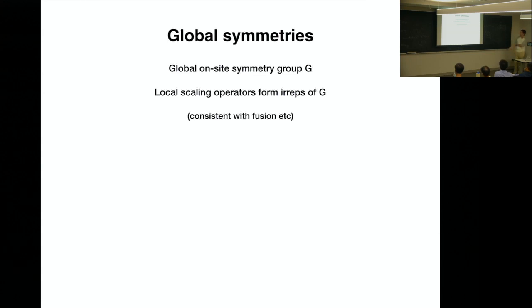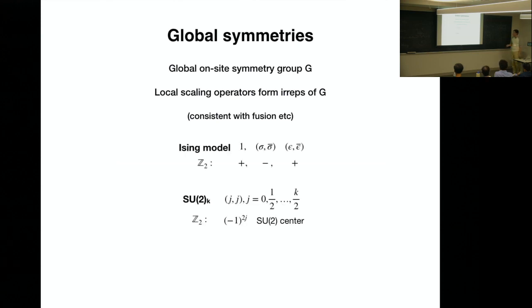Okay. And this representation, if we just attach labels of irreps to different scaling fields, it has to be consistent with the data of the CFT, etc. So just for example, the Ising model obviously has a Z2 symmetry, and the sigma field, which is the order parameter, transforms with a minus sign under Z2, and then the energy operator is even under the symmetry.